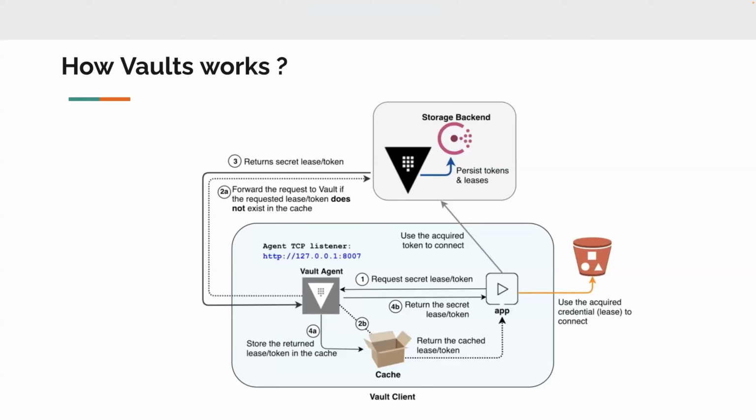Now, if it's the first time, the cache would return it to the app. Whereas if it's a recurring request, the Vault agent would communicate directly with the cache area. It would not forward the request for the lease token every time if it is there in the cache. So if it is there in the cache, it won't forward the request to Vault.